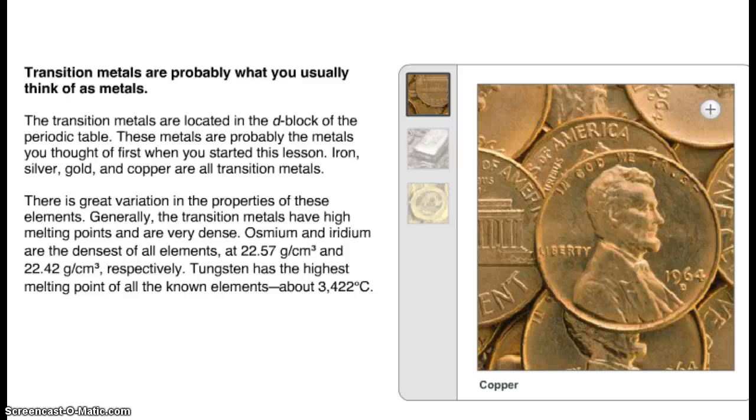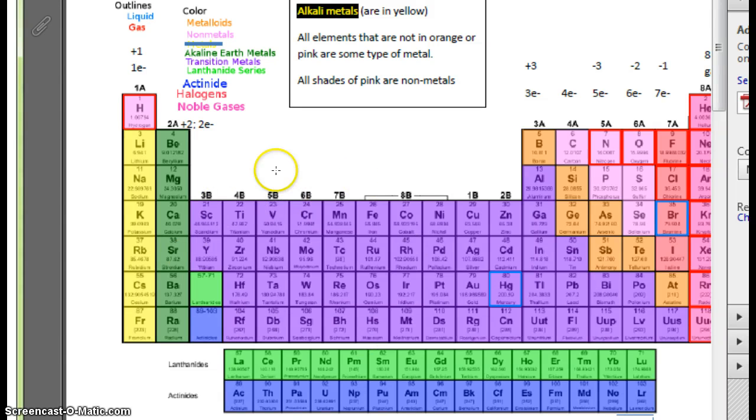Transition metals, these are the ones in the middle. Transition metals are probably what you think of as metals. The transition metals are located in the D block of the periodic table. So, in other words, the center, the middle. And it's called the D block because we talked very briefly about how the orbitals are called S, P, D, and F. If you listened to that one extra little lesson in the book that I went through. If not, that's fine, don't worry about it. You just need to know they're in the middle.